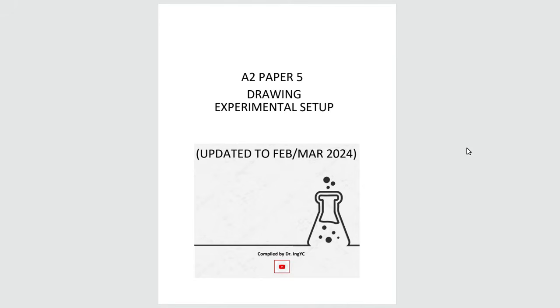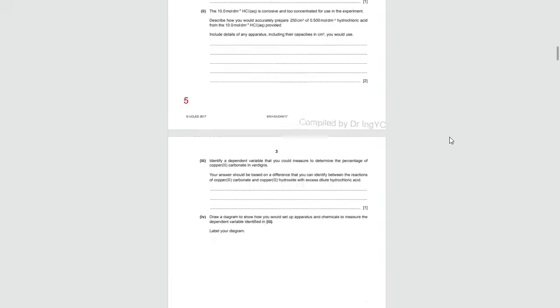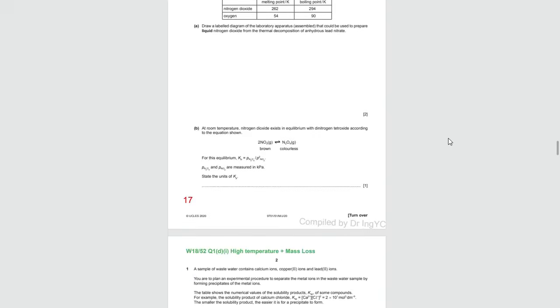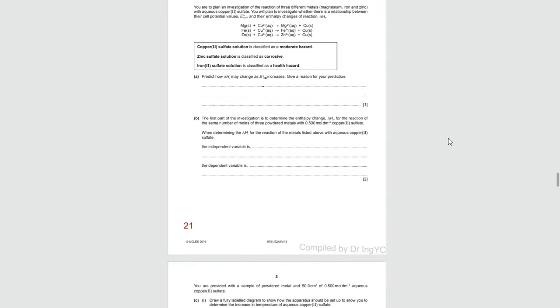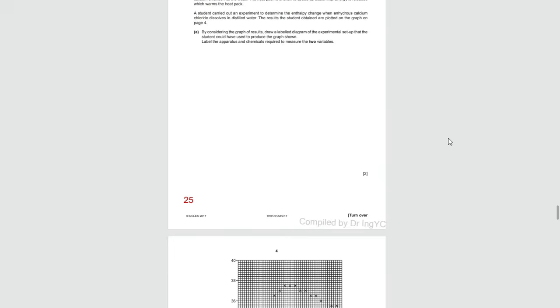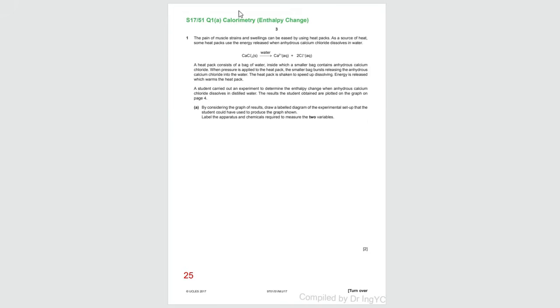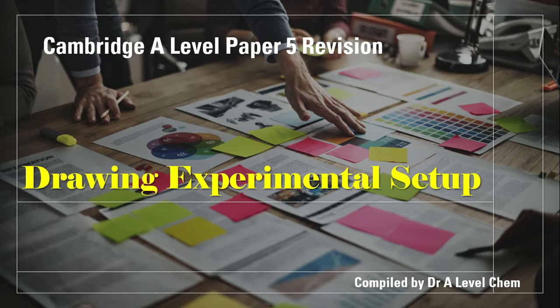In this video, I'm going to talk about drawing diagrams for experimental setup in paper 5. For those who have this compilation of paper 5 diagram questions, you can use these papers to practice the drawings after you watch the video. For every question, I've labeled the type of experimental setup that you need to draw. By referring to the title, you'll be able to know what type of setup they're looking for.